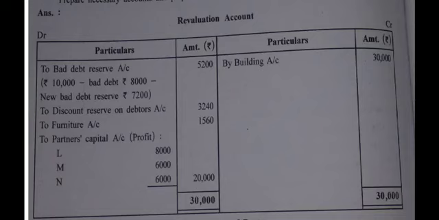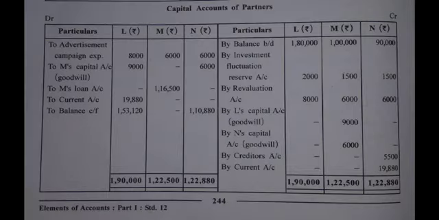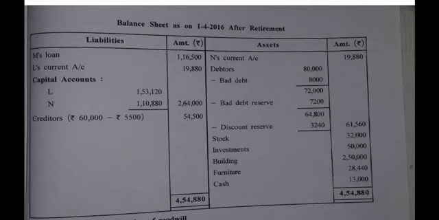Yes? And what is the new amount of bad debt reserve? It is 7,200 as written in balance sheet. Yes? Fine then. You can also see the second effect for discount reserve on debtors, which is 3,240. Yes? You can see here you have a balance sheet 3,240.